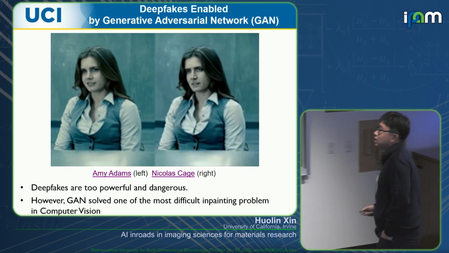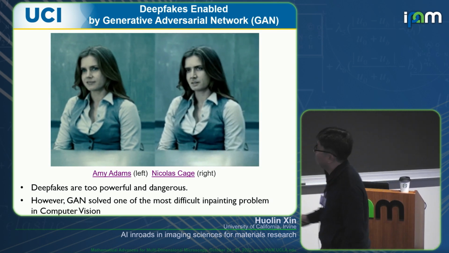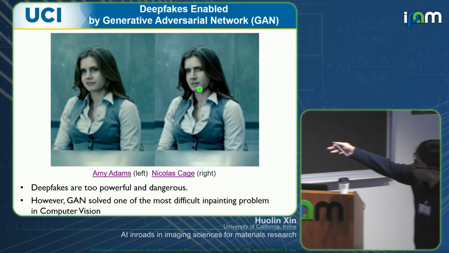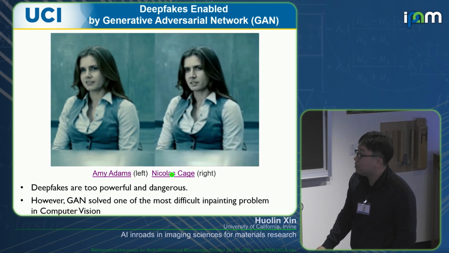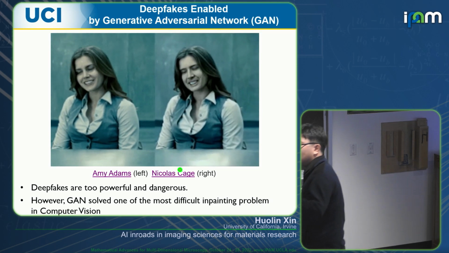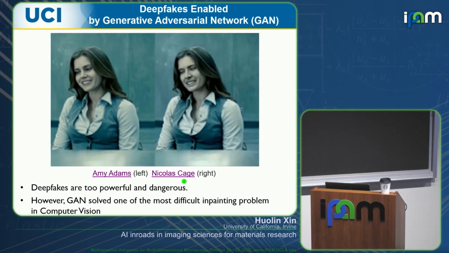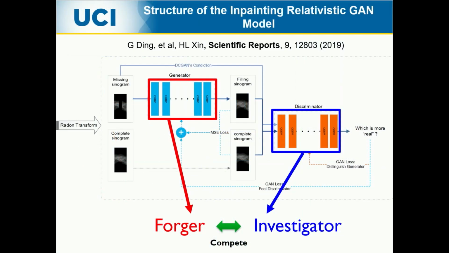So I want to show this. This is enabled with generative adversarial networks. It's called deepfake, right? Transforming Amy Adams' face into Nicolas Cage, right? It does it so vividly. Deepfake is so powerful, but dangerous. However, GAN, the Generative Adversarial Network, solved one of the most difficult in-painting problems in computer vision, right? So we're going to use that. We basically build our forger and investigator. They compete with each other until they reach Nash equilibrium. So we have a really well-trained network.